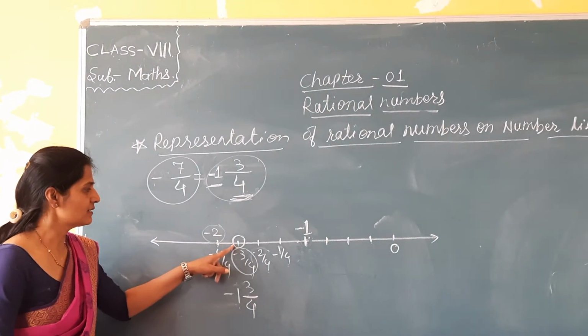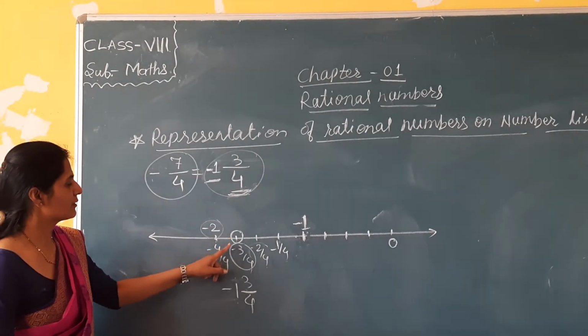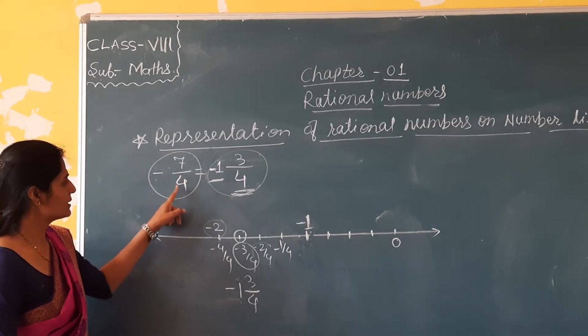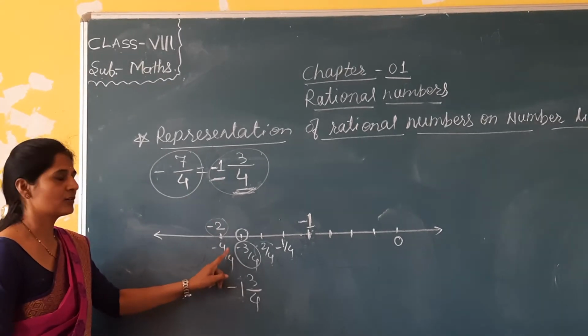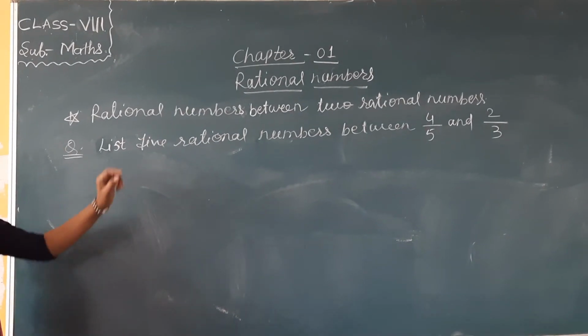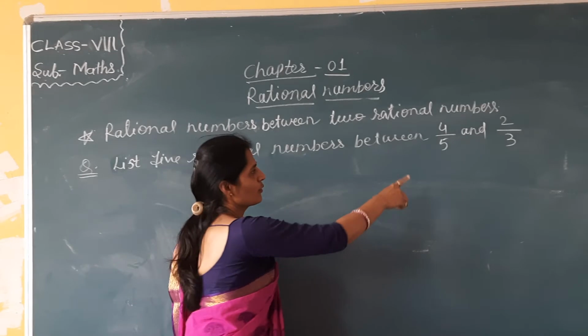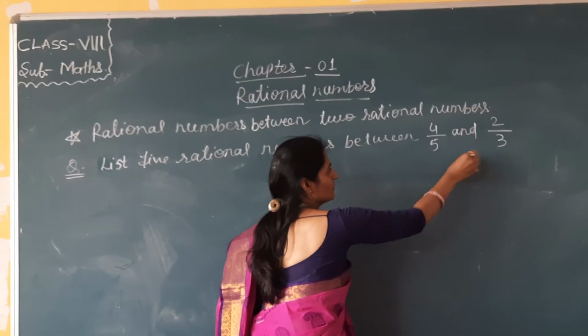Now this is the representation of -7 upon 4 on number line. Next topic is rational numbers between two rational numbers. We have two rational numbers 4 upon 5 and 2 upon 3.